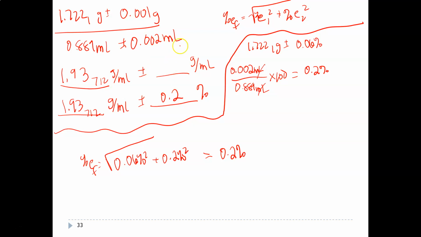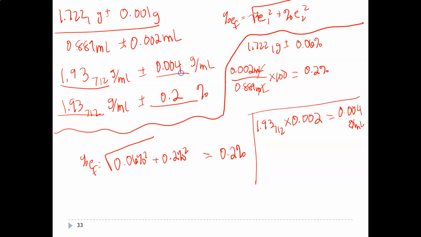So what I need to do is calculate, well, what is 0.2% of 1.93712? Well, let's take 1.93712 times 0.002 to figure out what is 0.2% of that, which is 0.00, hold on, 1.93712 times 0.002, so 0.004. And this will have the units of grams per milliliter. Okay. So now I've got my absolute uncertainty and my relative uncertainty and my final answer. So this right here will be my final answer.